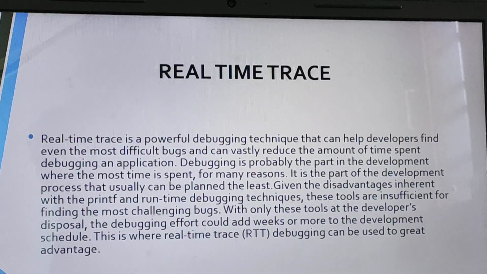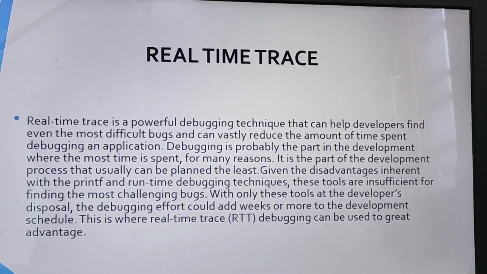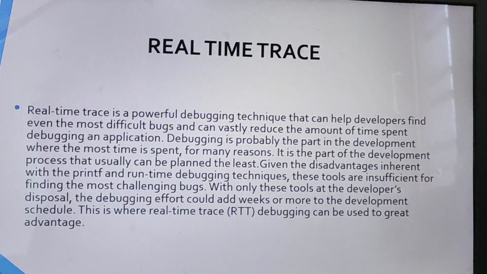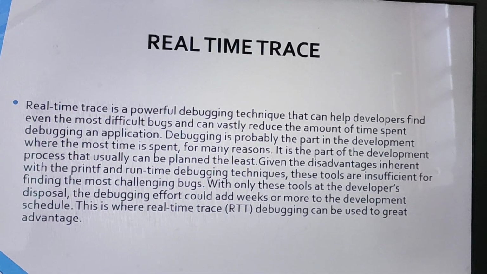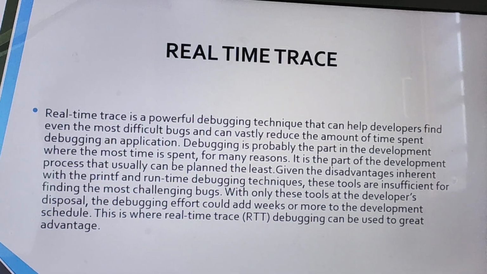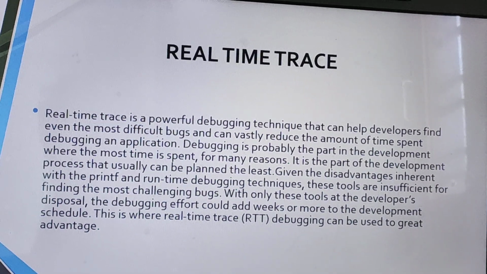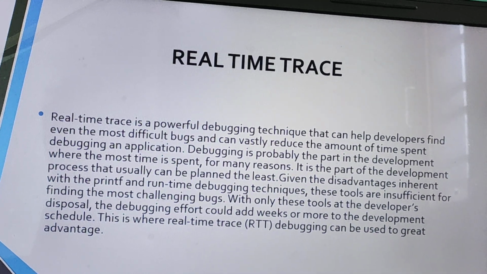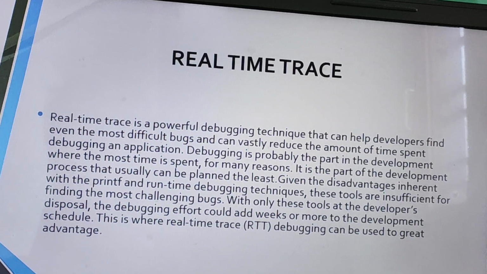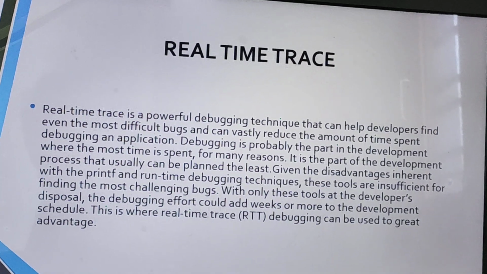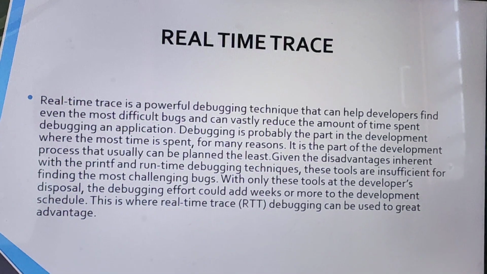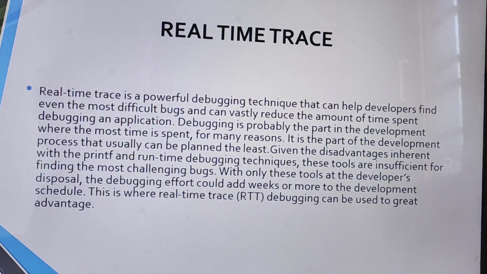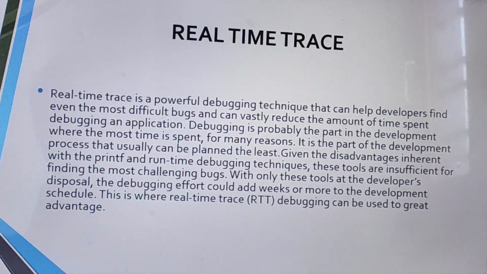In software or an application, it clears the bugs which are found, even if they are more difficult or big. Those tools are insufficient for finding the most challenging bugs. With only these tools at the developer's disposal, the debugging effort could take weeks of the development schedule. This is where real-time trace debugging can be used to great advantage, because we can find the biggest errors in it and clearly debug the probability of problems.